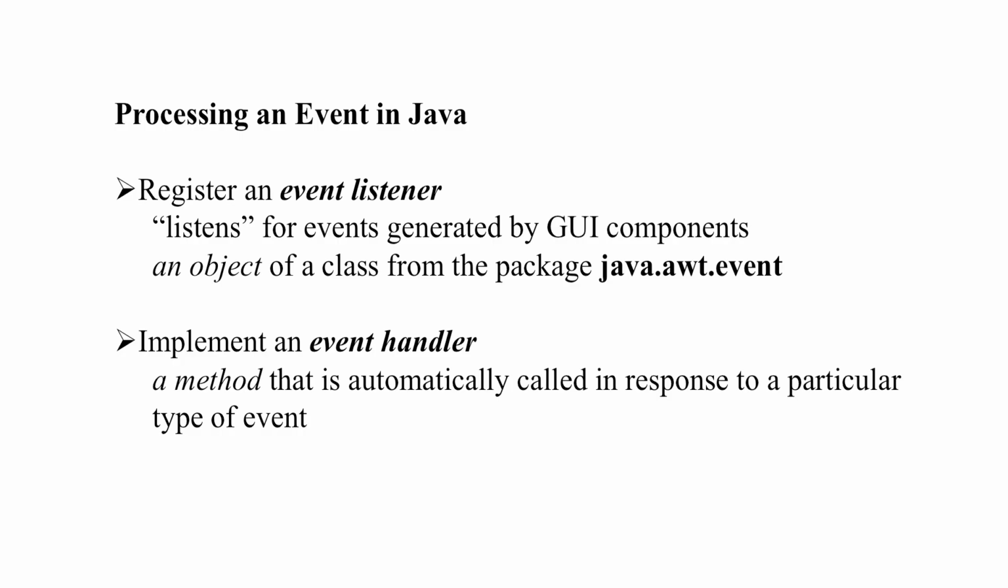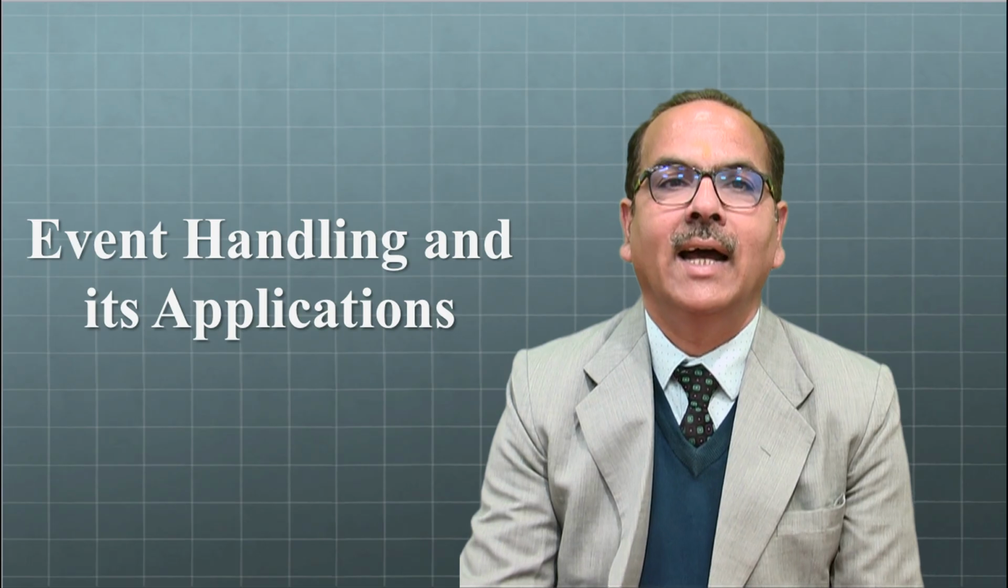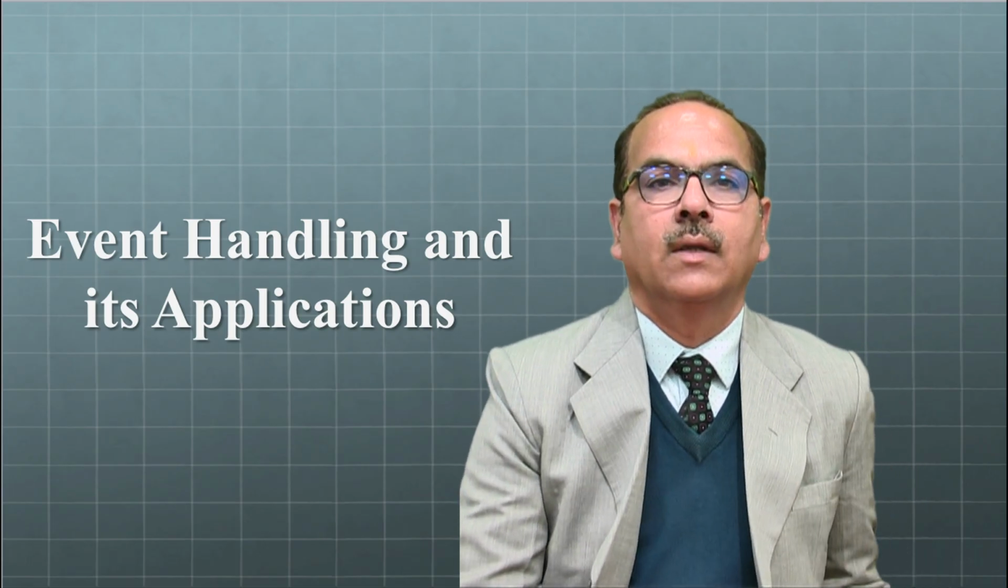How to process an event in Java? We have to register an event listener, to listen for events generated by every GUI component, using an object of a class from the package java.awt.event, and this will implement an ActionListener. Then, the second step is how to implement an event handler. We have a method that is automatically called in response to a particular type of event. This is the response generated by the action listener.